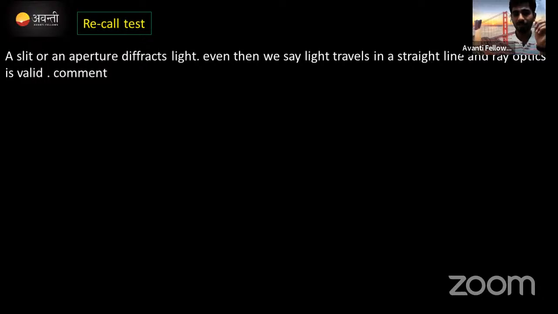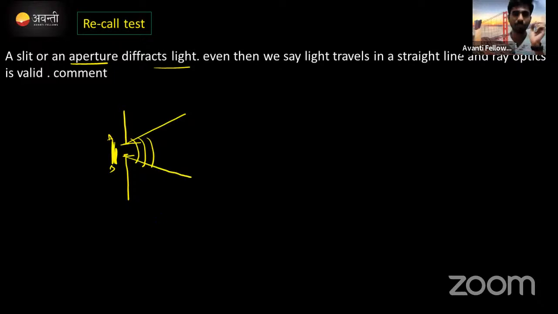Here is a question. A slit or an aperture diffracts the light, obviously we know that. Look here, this is a slit. When a plane wave is incident on this, between A and B, only this much portion enters here. When it enters, diffraction happens. Like this, it will be diffracted up to this much portion.